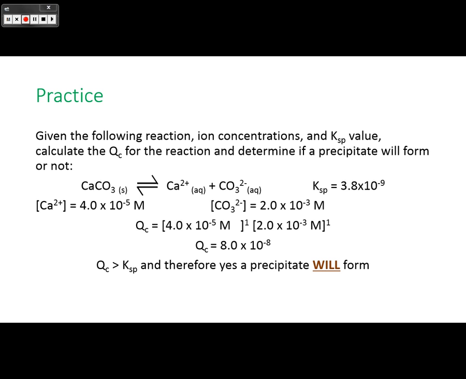So, given the following reaction, ion concentrations and KSP value, calculate the Q sub C for the reaction and determine if a precipitate will form. So we've got calcium carbonate dissolving into calcium 2 plus and carbonate 2 minus, with a KSP of 3.8 times 10 to the minus 9. The calcium 2 plus ion concentration is 4 times 10 to the minus 5 molar, and carbonate is 2 times 10 to the minus 3 molar. So the Q sub C is going to be equal to my calcium concentration to the first power times my carbonate concentration to the first power, which is 8.0 times 10 to the negative 8. Q sub C, because it's negative 8, is larger than KSP of negative 9, and therefore, yes, a precipitate will form.